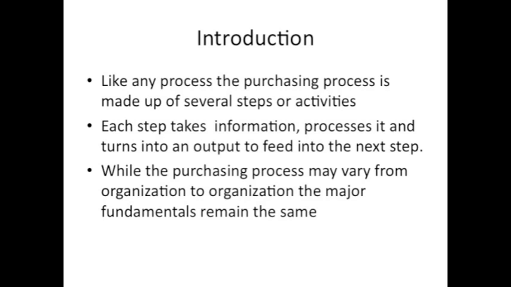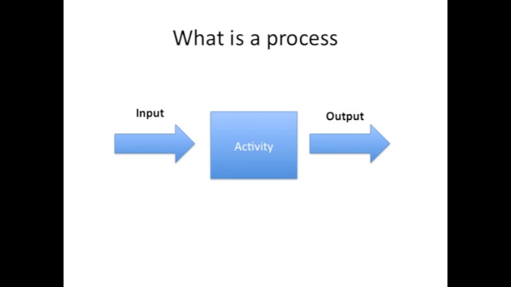Like any process, the purchasing process is made up of three key attributes: an input, an activity, and an output. While all companies' purchasing processes may be subtly different, the key fundamental steps remain the same. Let's take another look at a standard process. As we said, it has three attributes: an input, an activity, and an output.